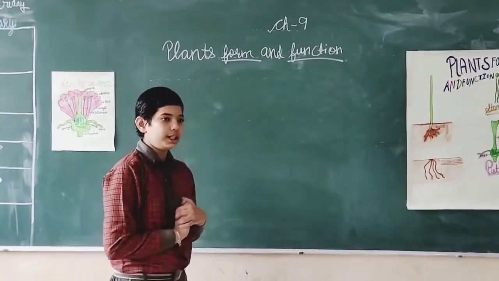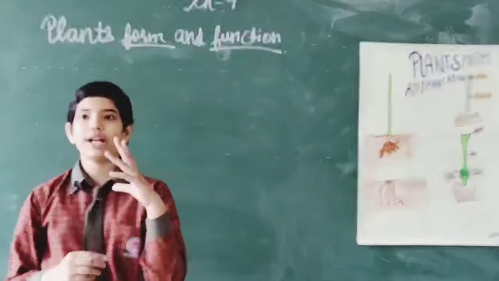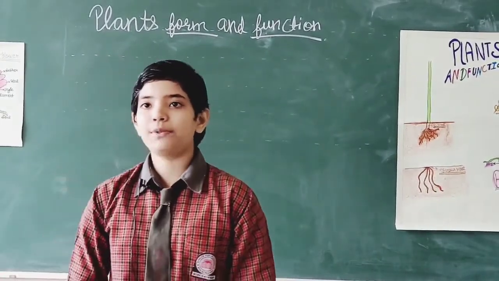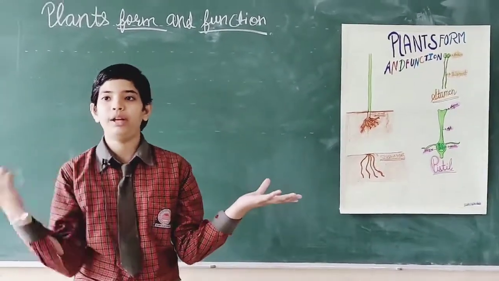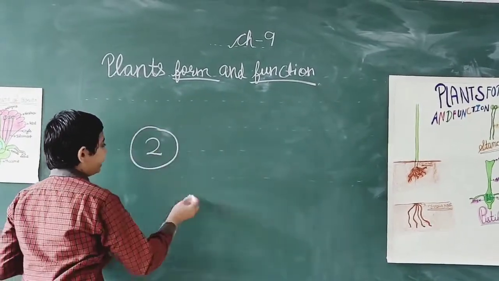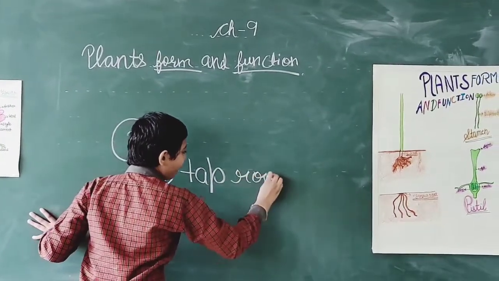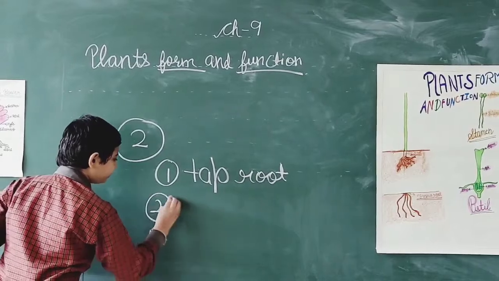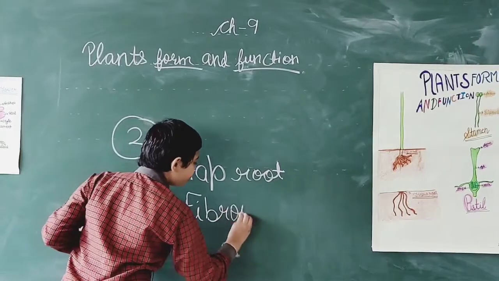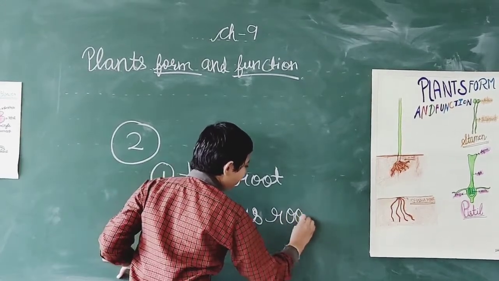Now I am going to teach you about roots. Roots are the part which is underground and non-green. It helps the plant to absorb water and minerals from the soil. There are two types of roots: the first is taproot and the second is fibrous root.